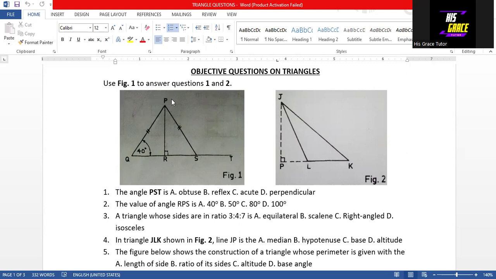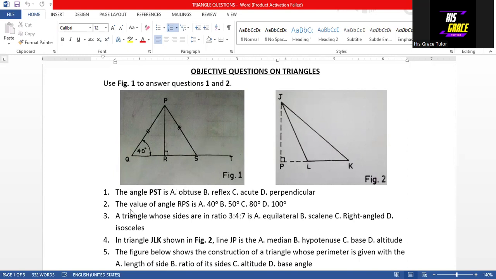So here we have question, this diagram to answer question 1 and 2. And question 1 says that the angle PST is... So let's look at angle PST. This angle PST is an exterior angle, angle at S is an exterior angle. And when you look at the size of this angle, it's an obtuse angle. So option A is the answer to this question, it is an obtuse angle. So the answer is option A.